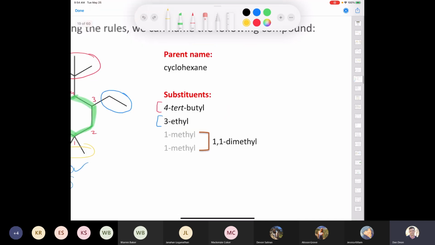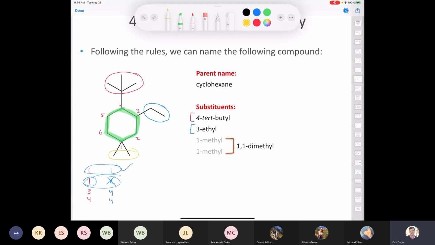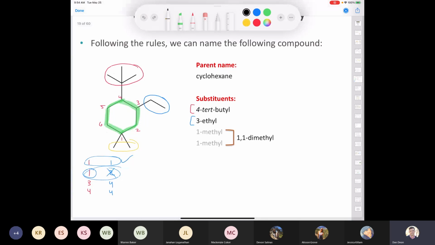by a hyphen. Okay, so if we put this all together in a beautiful nomenclature sandwich, cyclohexane is going to be the last thing because it's our parent. Then if you alphabetize the substituents, tert-butyl is alphabetized according to the letter B, ethyl according to the letter E, and dimethyl according to the letter M. Remember, we ignore prefixes like tert and di when we're alphabetizing. The only prefixes we don't ignore are iso, cyclo, and neo. And you're probably never even going to see neo in this class.